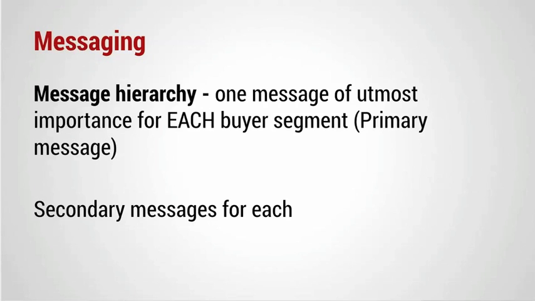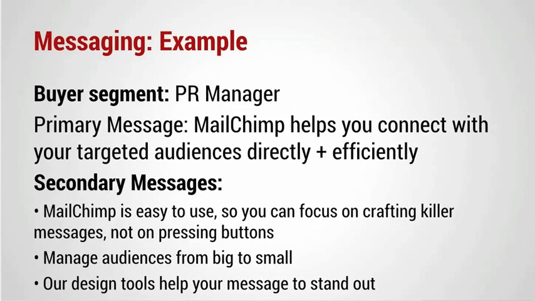And then you create secondary messages for each. And what you do here is, for each buyer segment, you make this message hierarchy. So you have personas for each segment. Make a primary message for each persona. And just an example, in the last video I showed you the persona posters from MailChimp. Now, I do not work for MailChimp.